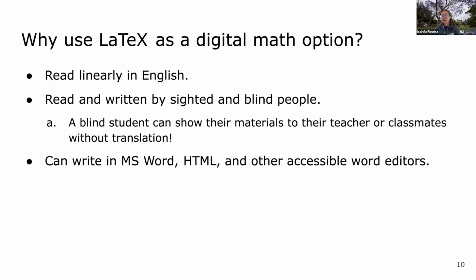It can be read linearly in English. It can be read and written by sighted and blind people. A blind student can show their materials to their teachers or classmates without any need for translating between Braille and text. And LaTeX can be written in Microsoft Word, HTML, and other accessible word editors.